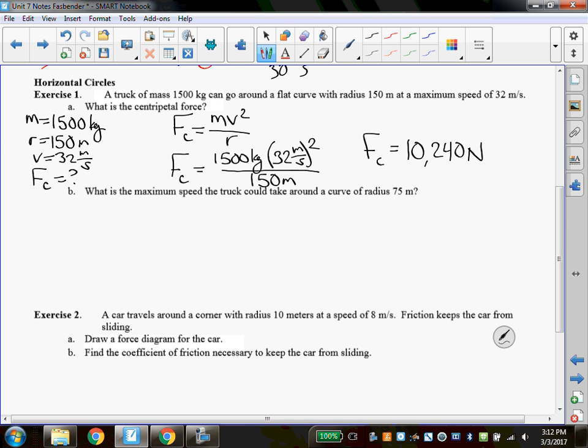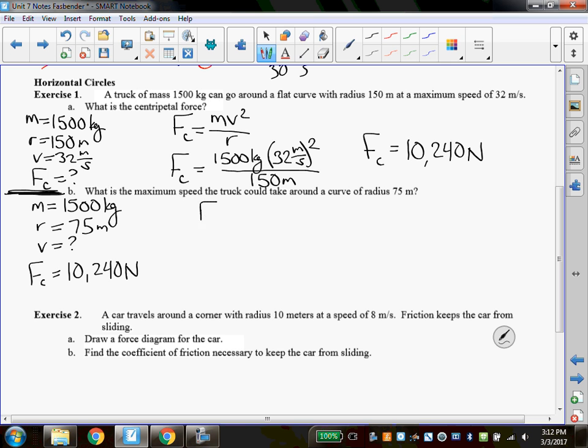For part B, what is the maximum speed the truck could take around a curve of radius 75 meters? So it seems to me that some of the stuff from part A is going to stay the same, and some of the stuff is going to be a little bit different. It appears that we have the same truck, so our mass is still going to be 1,500 kilograms. But now our radius has changed. It is now 75 meters. We no longer know what our V is, but we would imagine that our FC would stay the same, so that's still 10,240 newtons.